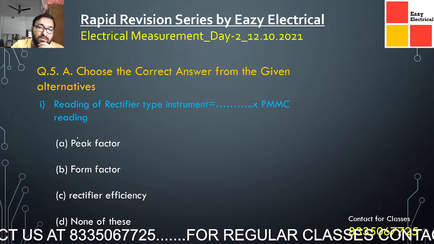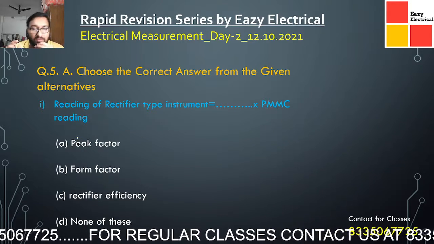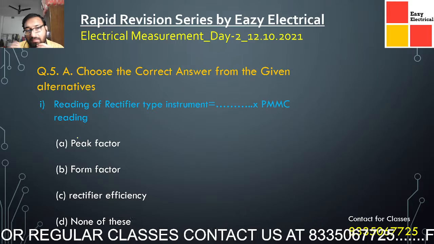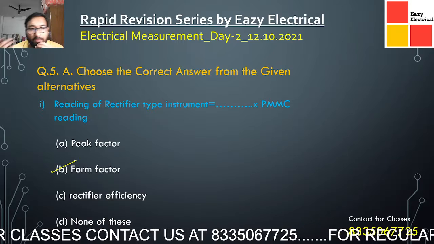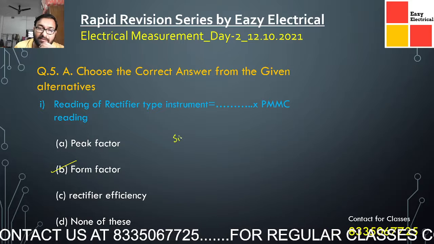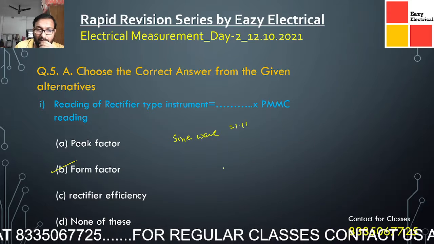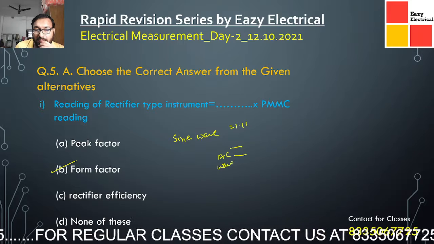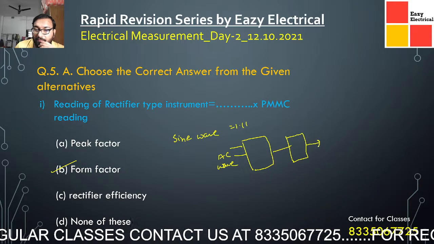A reading of the rectifier type instrument is dash equals to PMMC reading. Basically, a rectifier type instrument's reading is taken from the PMMC itself, just by multiplying the form factor. Whatever waveform you are using, based on that we get the value. Suppose we are using a sine wave; in that case, the form factor is 1.11. If I use a rectifier type instrument, suppose an AC wave is given, then there is a rectifier unit, and then a PMMC type instrument. From that we get the output.